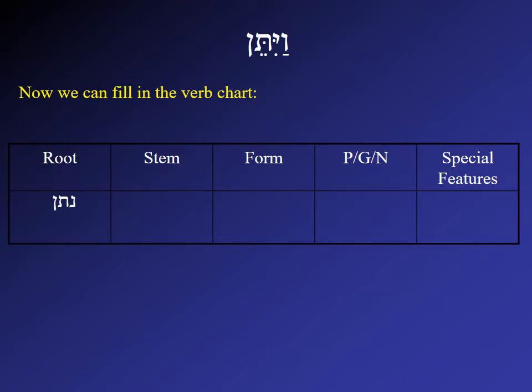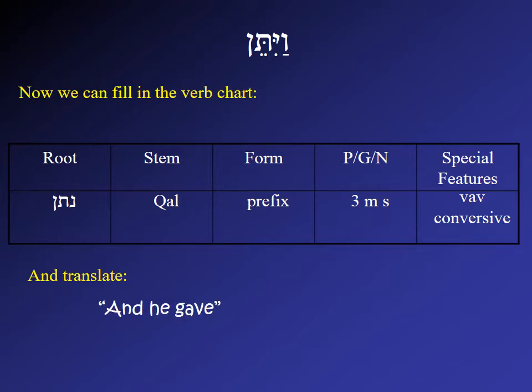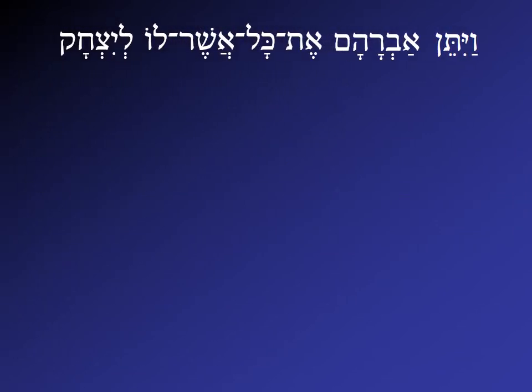The root, nun tav nun. The stem, indicated by the vowel under the prefix, is cow. The form, as always, is prefix, person, gender, number. We have no complement at the end of this word, so this is simply third masculine singular, and of course, vav conversive. So if we were to translate Vayitain, Natan, of course, the root means to give, so Vayitain, and he gave. Alright, so and he gave.